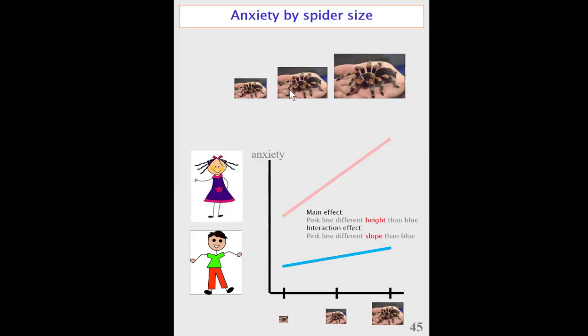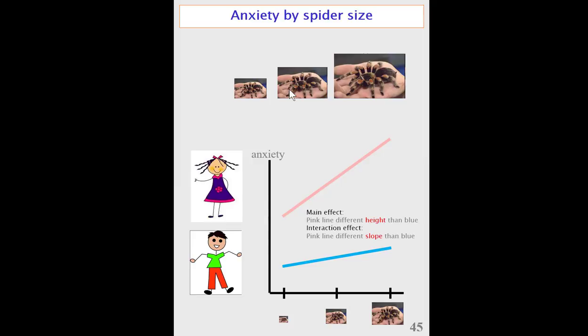First, anxiety goes up for males as the spider size gets bigger. Same here, anxiety goes up as the spider size increases. There is an effect of the difference between males and females. You see this from the height of the line. Here it's lower on average, about there. There it's higher on average. So the difference between the height of these two, that is the main effect of male versus female.